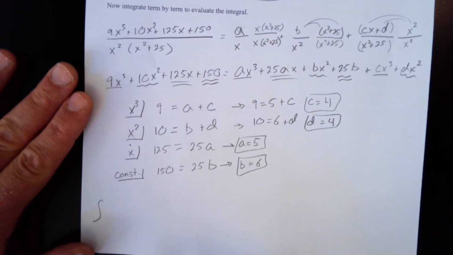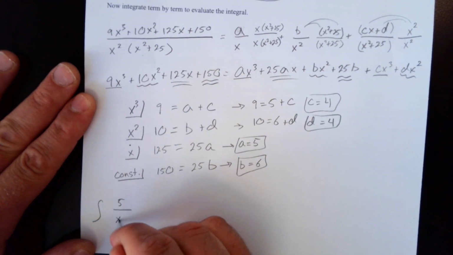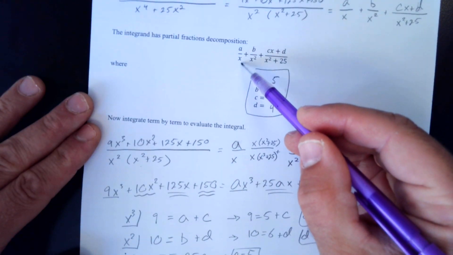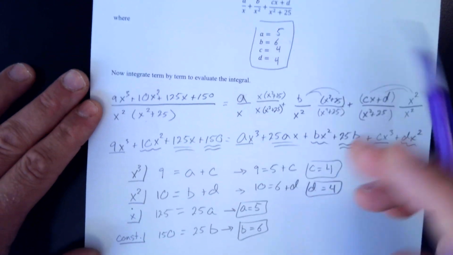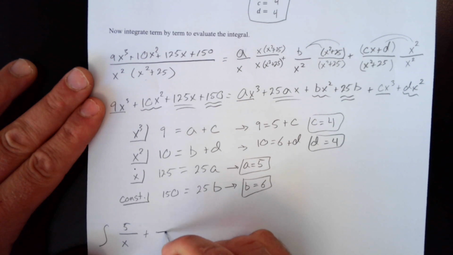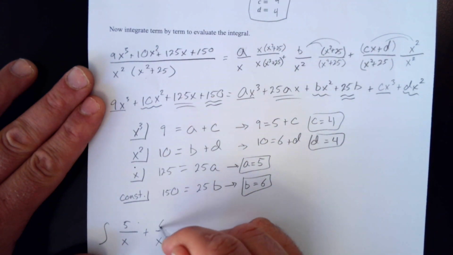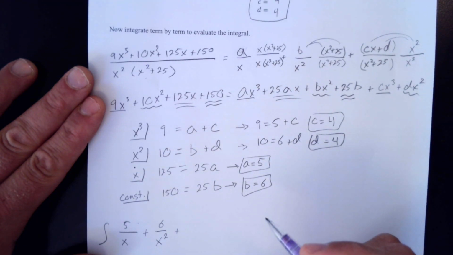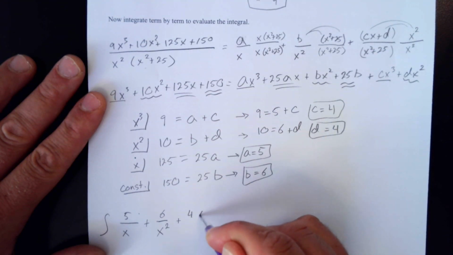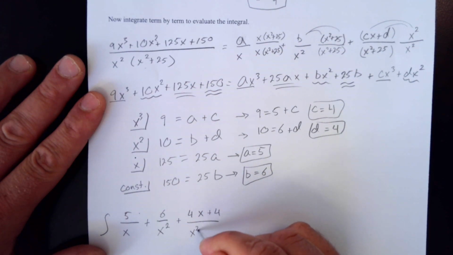It's the integral of a, which we said was 5, over x. So this is that a over x, that a over x, that a over x. So a is really 5, plus b over x squared. Well, what did we say b was? We said b was 6. Plus cx, so cx would be 4x, plus d, plus 4, over x squared plus 25.